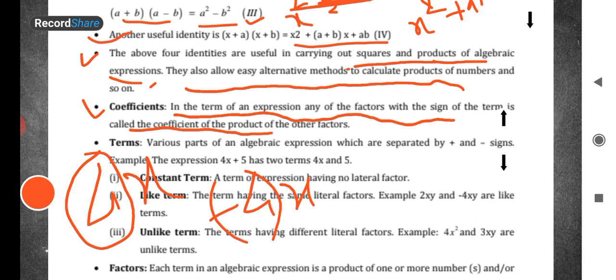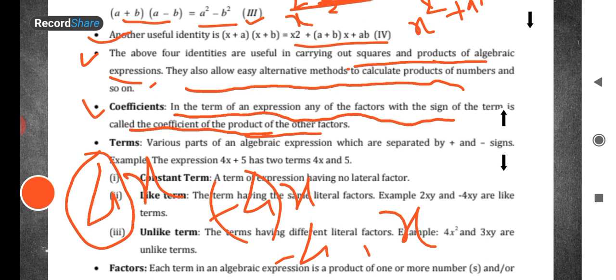In the term of an expression, what do we mean by a factor? Now in 4x, 4 and x, what are the factors? 4 and x are the factors of this term, isn't it? So 4 and x are the factors of this term, and then minus 4. So including the sign also, with the sign the term is called the coefficient of the product of the other.